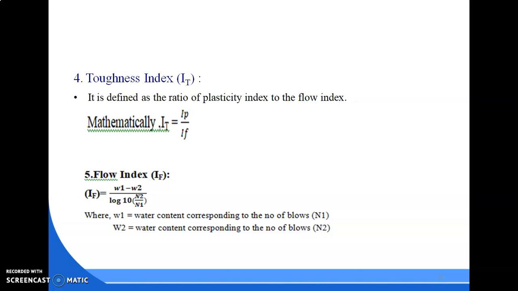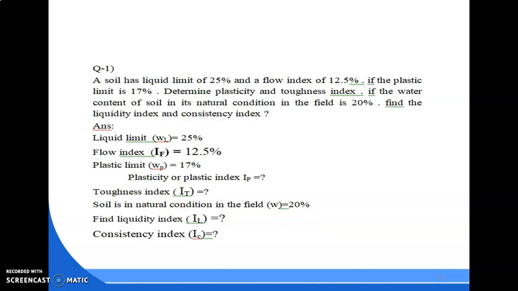Hence IF becomes equal to the difference between the corresponding water contents. Thus, if the flow curve is extended to either end so as to intersect the ordinates corresponding to 10 and 100 blows, the numerical difference in water contents at 10 and 100 blows gives directly the flow index. So this is the formula to find out the flow index of soil. So these are the different indices of soil, or these are known as Atterberg indices.